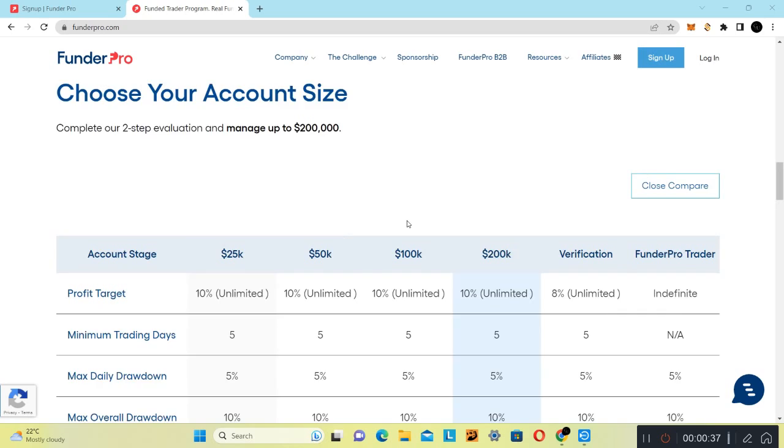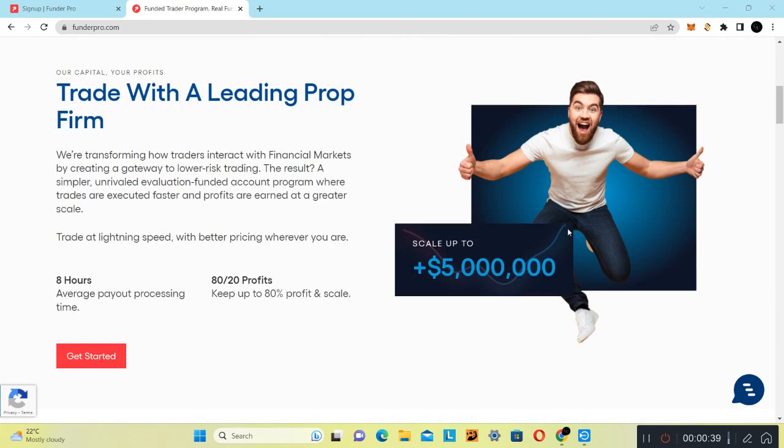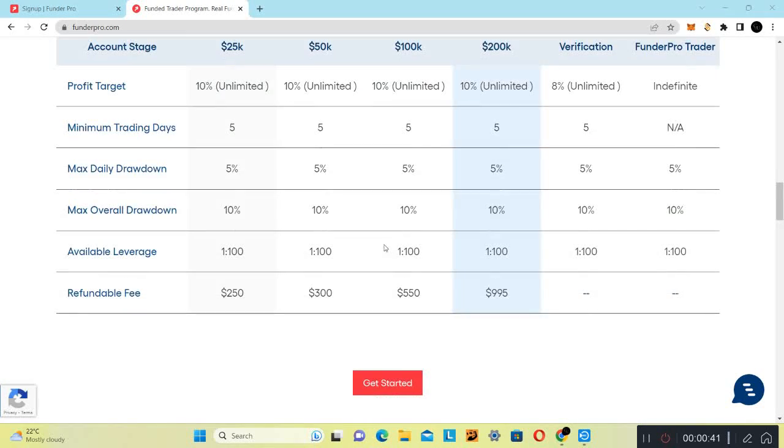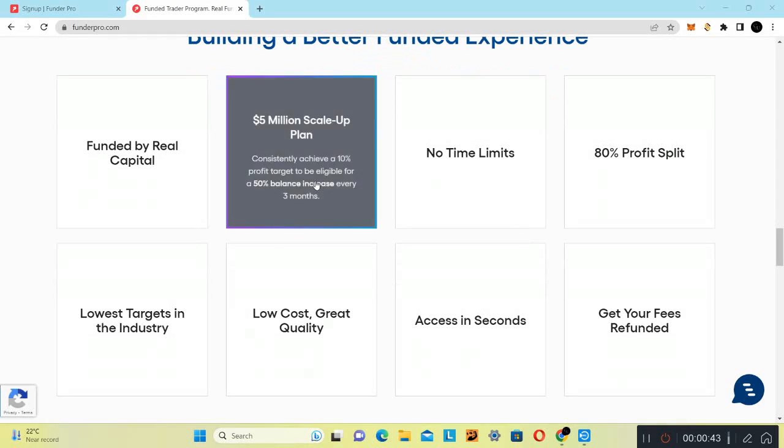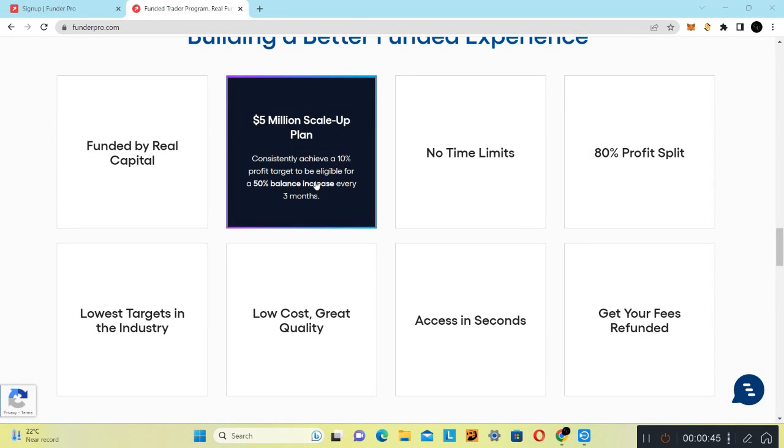$5 million scale up plan. As I told you in the starting, here you can also check out the picture, and I told you how you will get up to $5 million. Consistently achieve a 10% profit target to be eligible for a 50% balance increase every 3 months. You are going to bring only and only 100,000. After every 3 months, you will have 150,000.